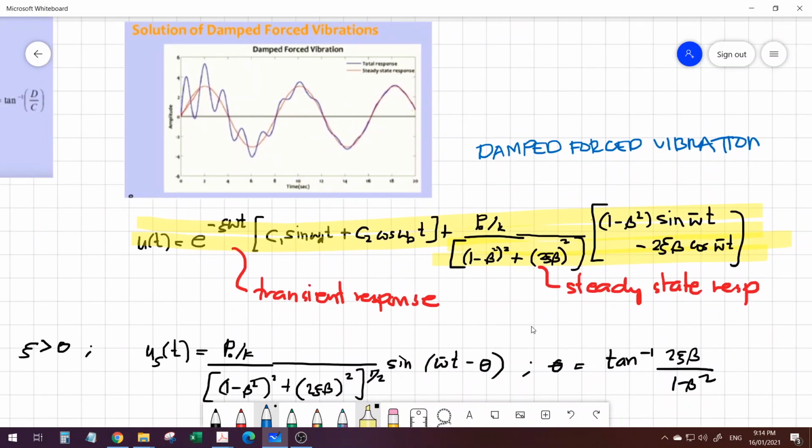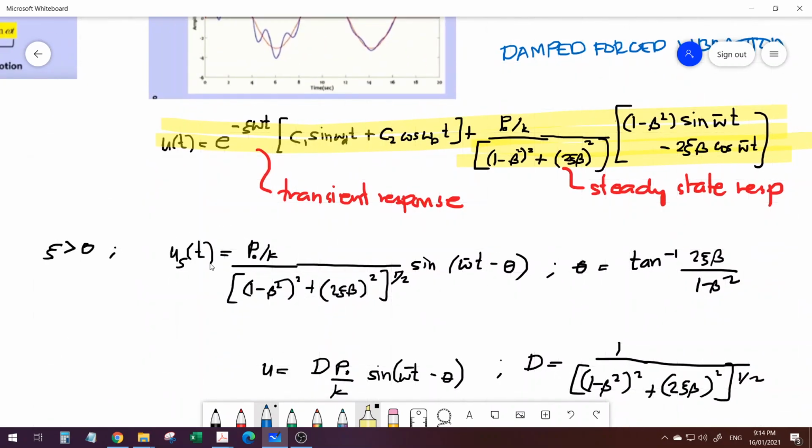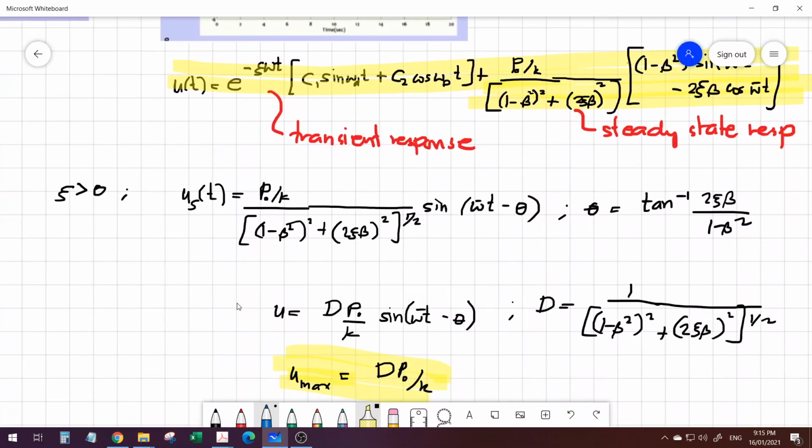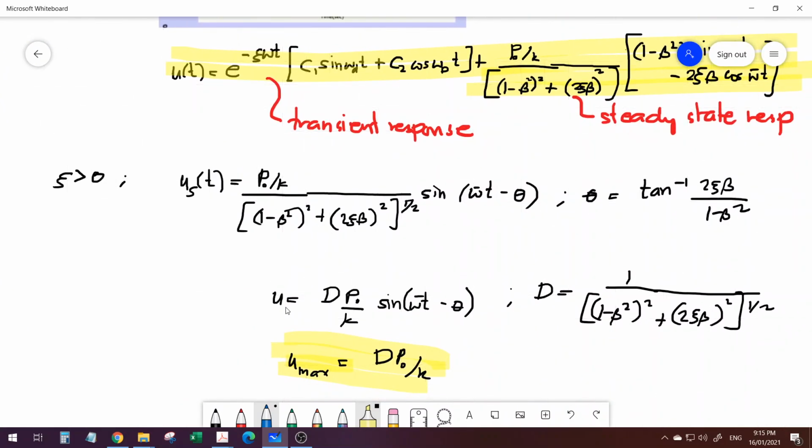Yung steady state response na solution na yan: P naught over K, square root of 1 minus beta square, squared, plus 2 zeta beta, squared, times sine omega bar t minus theta. We just transform this steady state response solution into this, but they are the same. Now, wherein theta is equal to arctangent of 2 zeta beta over 1 minus beta square. And again, let's simplify that further. Our U is equal to D P naught over K sine omega bar t minus theta.